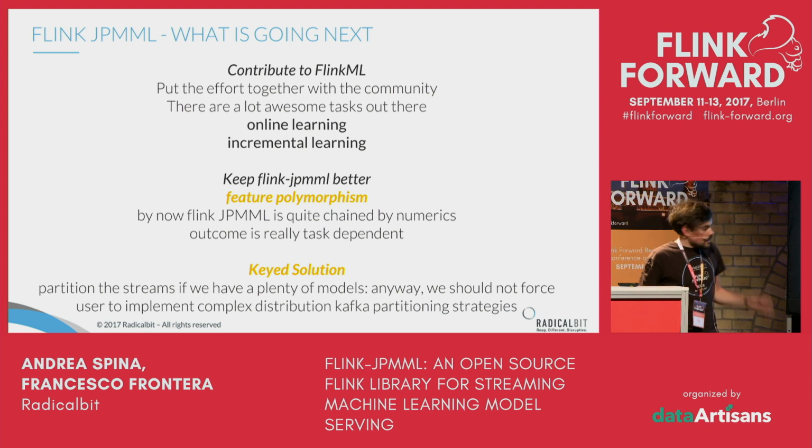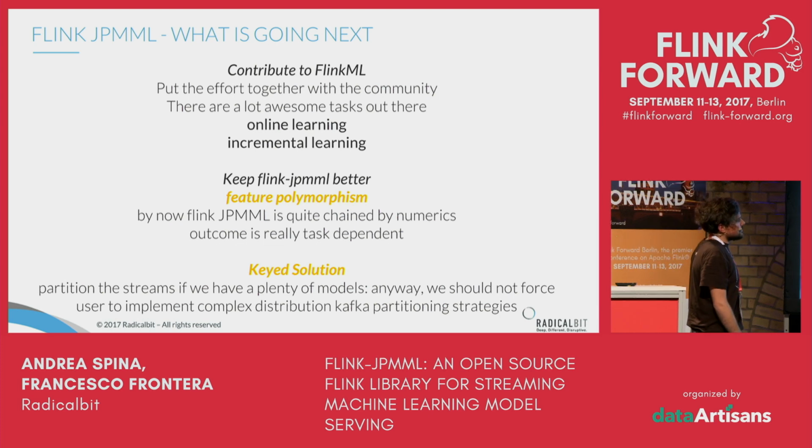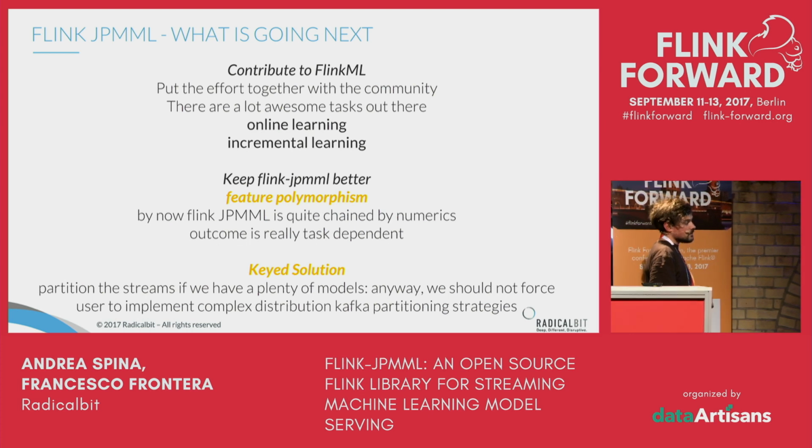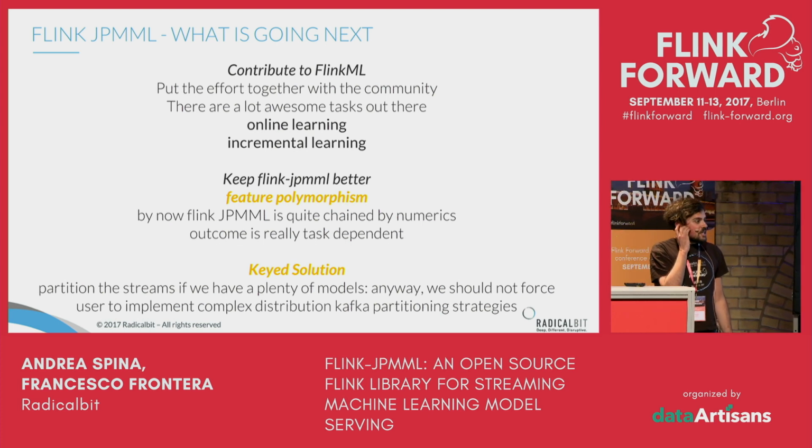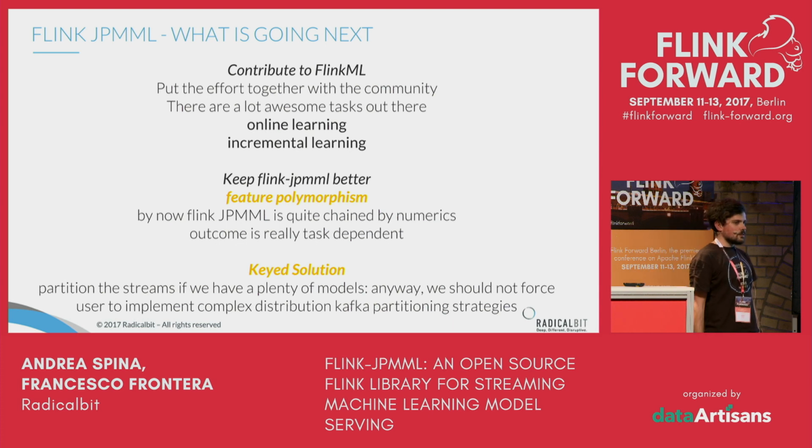In terms of Flink-JPMML, of course, at the end of the week we publish, and then there are other kinds of problems we should handle, like polymorphism. By now, the operator is quite chained to doubles, let's say. If you have, for example, to handle categoricals, that would be quite tricky to implement, not impossible, but tricky. And also, the outcomes really change in behavior depending on the model you are employing. SVM is so different with respect to clustering, for example, or a neural network. Another thing that is worth implementing is also the kit solution, which can fit some problems better.